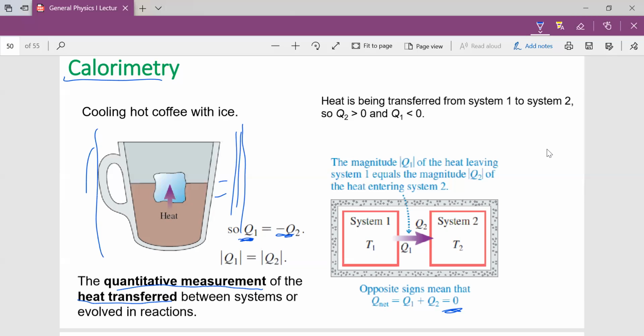A time will come when the ice will melt completely, and you will not notice any temperature change. The system will have just one temperature, which is referred to as the net temperature.